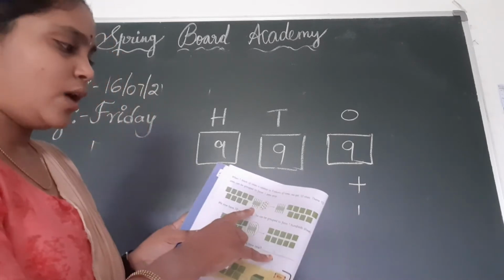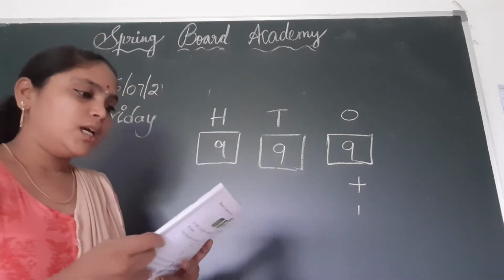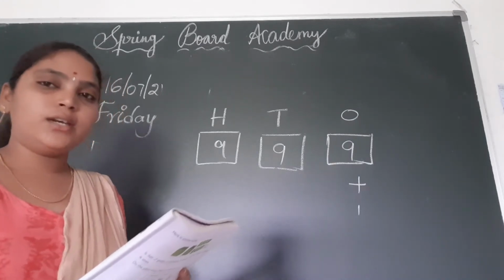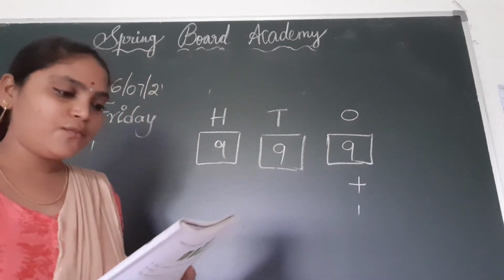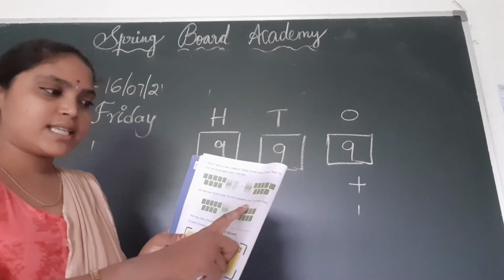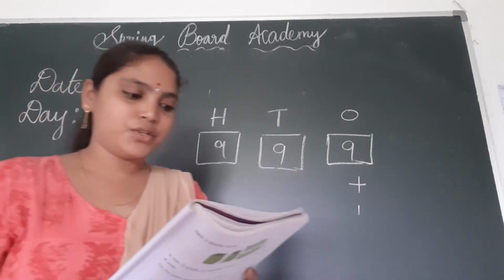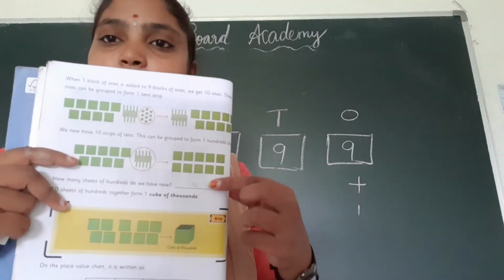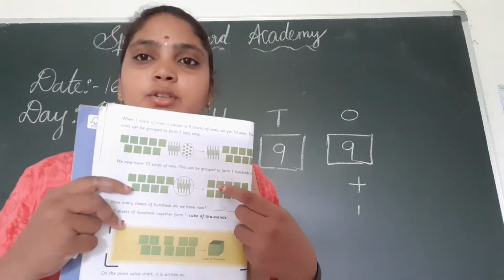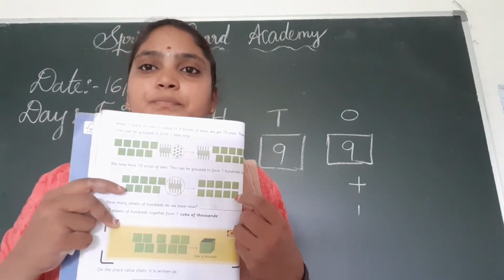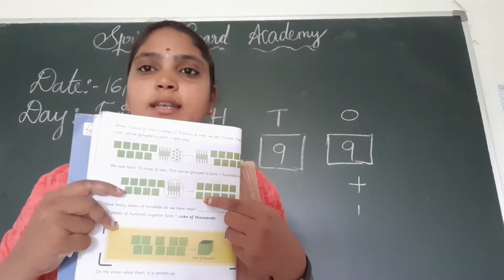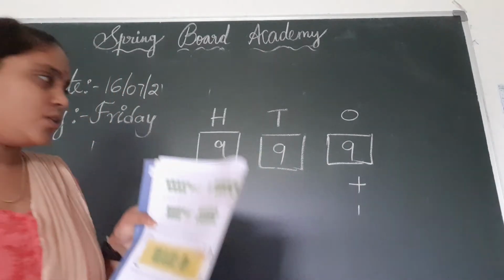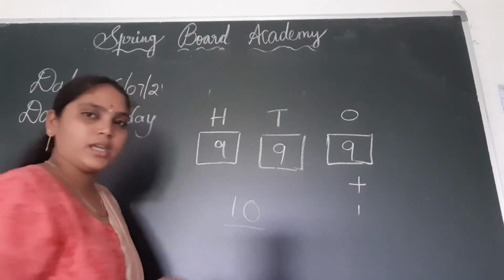If we add one block to 9 ones, it is 10 ones, and then we have to regroup 10 ones into 1 ten. So now we have 10 strips of tens. This can be regrouped to form 1 sheet of 100. So how many sheets of hundreds do we have now? Count how many sheets of hundreds there are. 1, 2, 3, 4, 5, 6, 7, 8, 9, 10. So how many sheets of hundreds do we have now? Write 10.